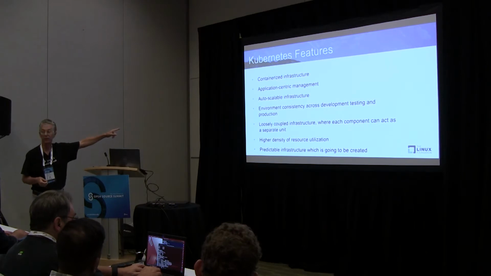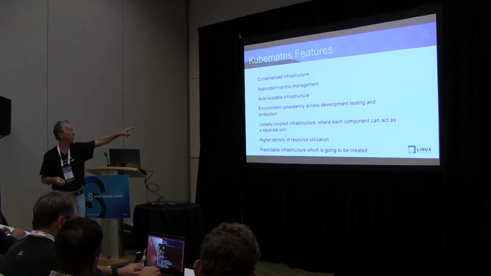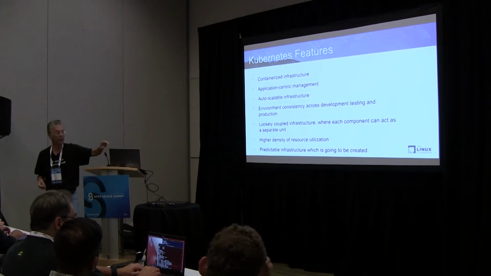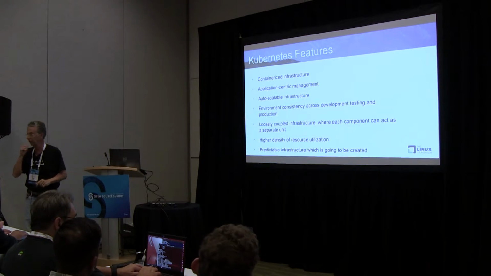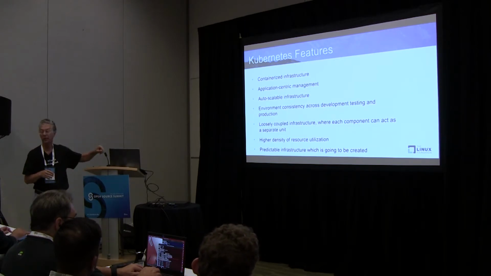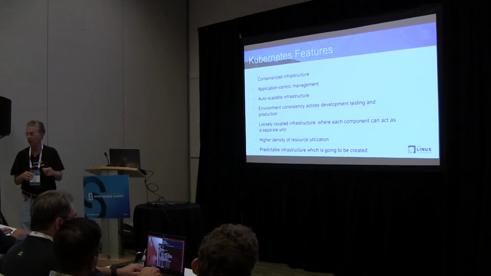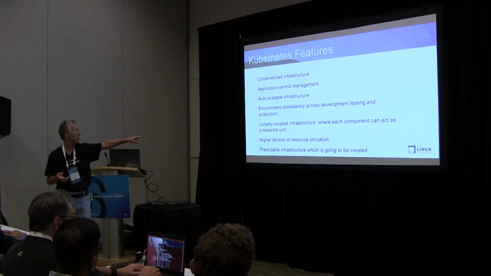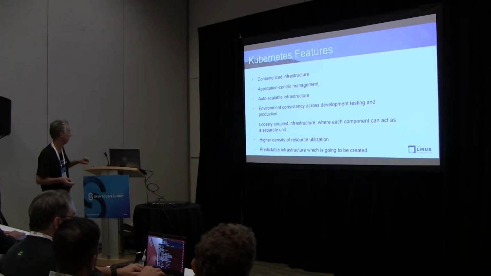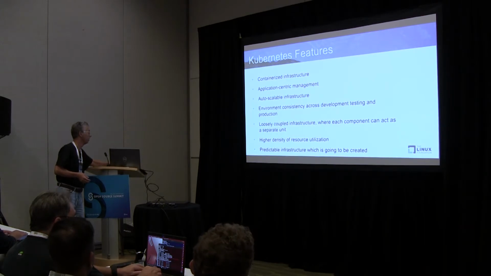We get environment consistency across development, testing, and production. It's a loosely coupled infrastructure, and that's why I'm talking about microservices, where each component can act as a separate unit. So things can be broken down into very small pieces. Because of the way these work and because of the containers and the way they evolve, we get a much higher density of resource utilization in our machine and a very predictable infrastructure.